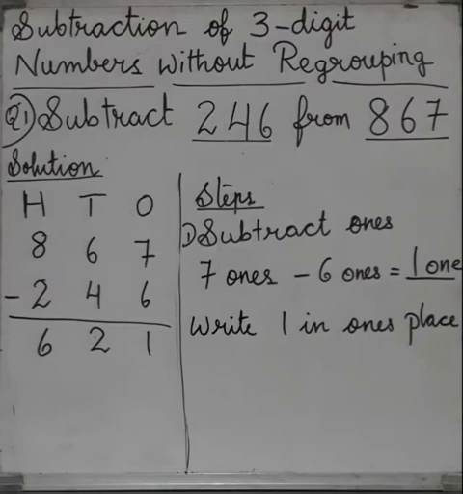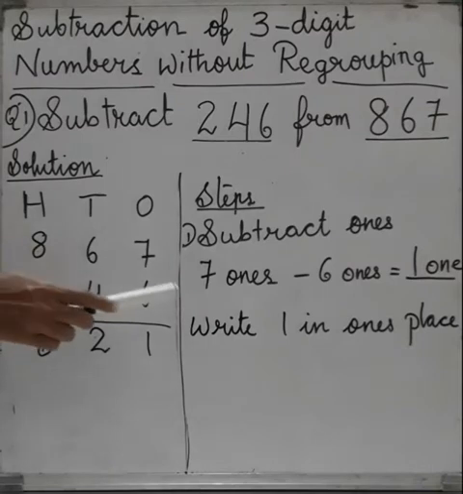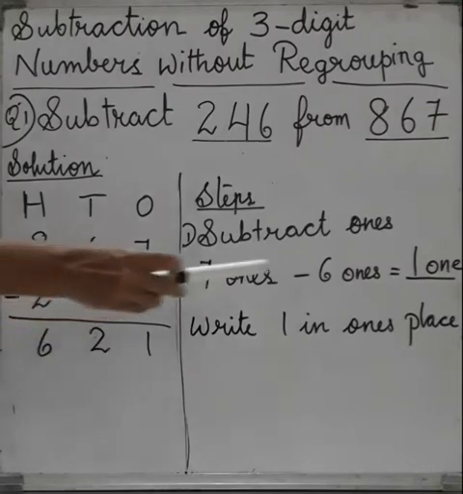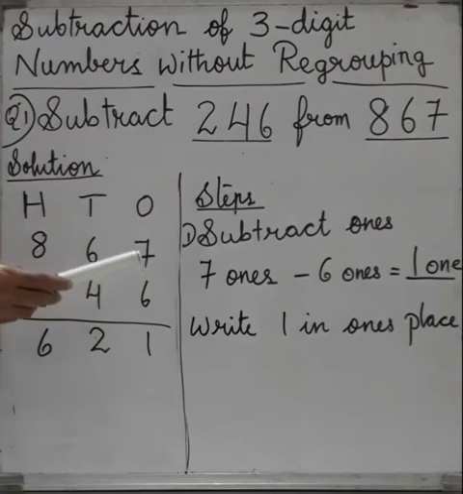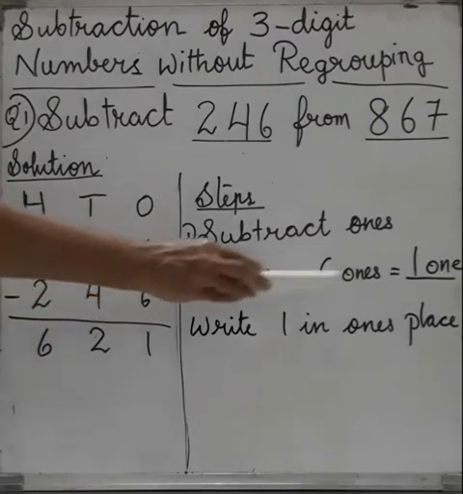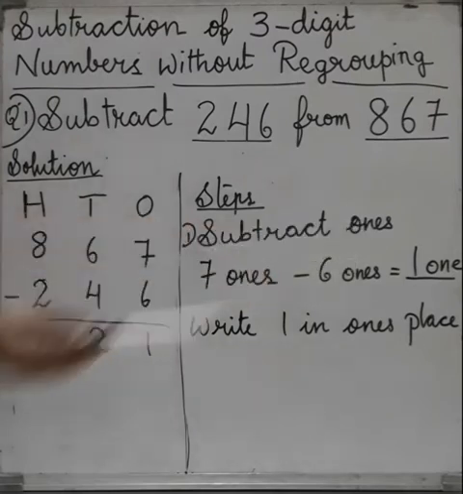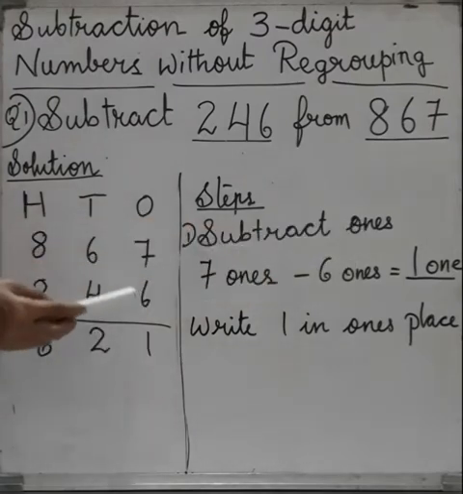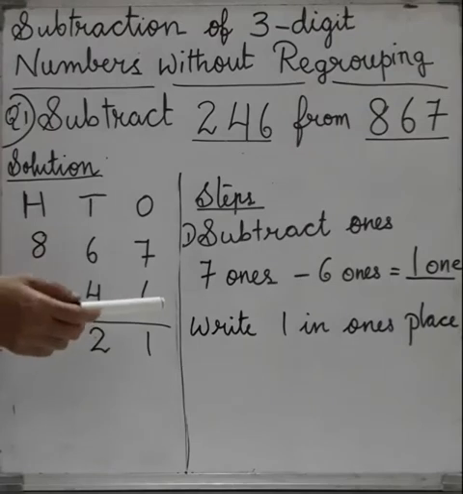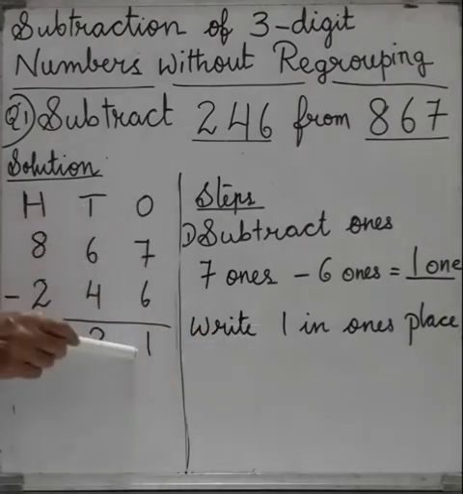Okay. Now we are going to start subtracting. First we start from ones. Here in ones place there are 7 ones and 6 ones. First we subtract 6 ones from 7 ones. 7 ones minus 6 ones is equal to 1. That is 7 minus 6 is equal to 1. That 1 we will write in the ones place. Clear?